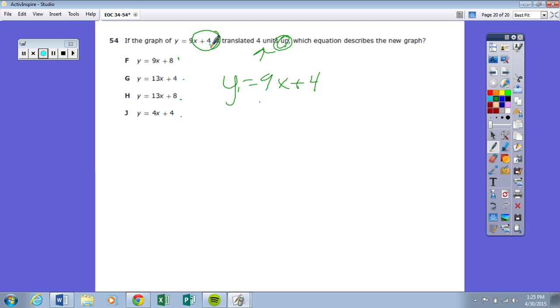So if I want to go 4 up from 4, then I'm going to a plus 8. I don't change the slope at all. I'm not trying to make it steeper. I'm just trying to make it go up. So I just have to adjust that. So either know that rule or just look at all of them in the calculator.